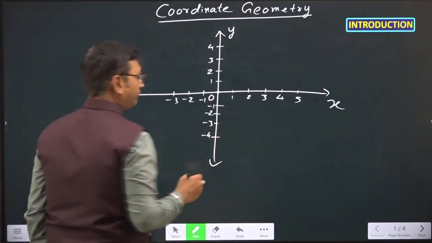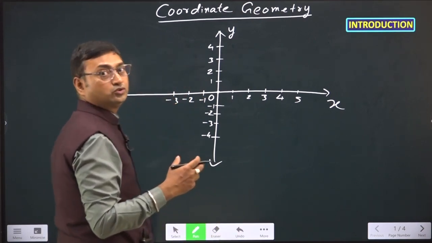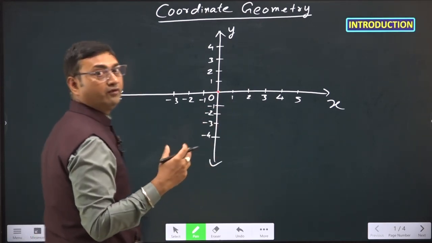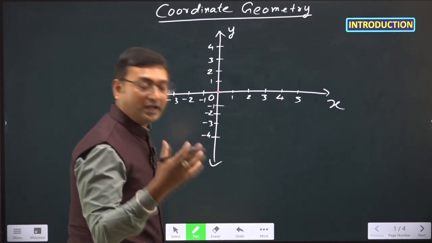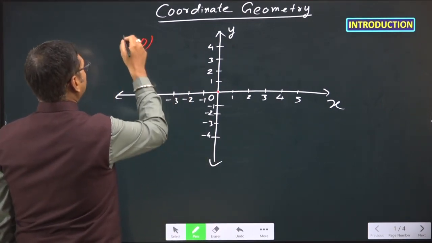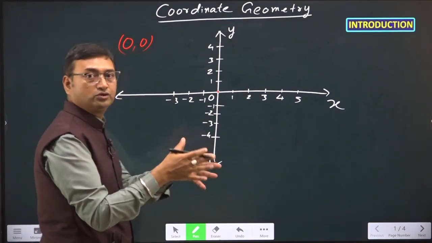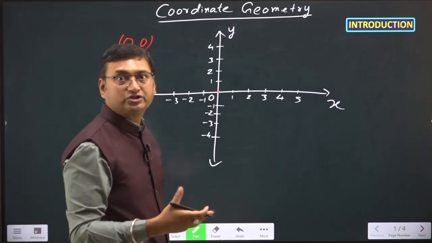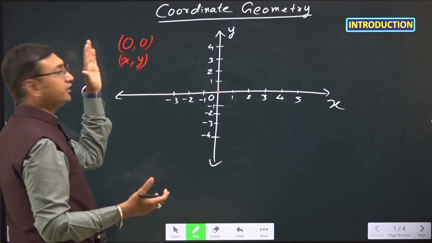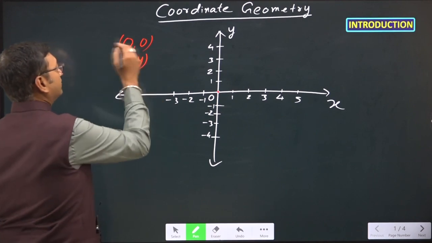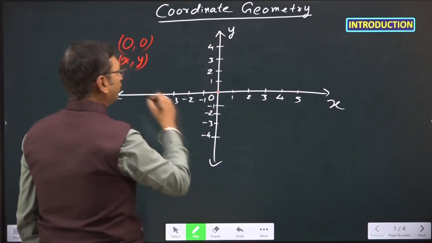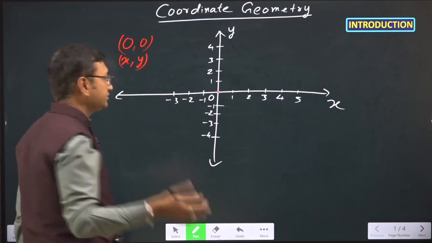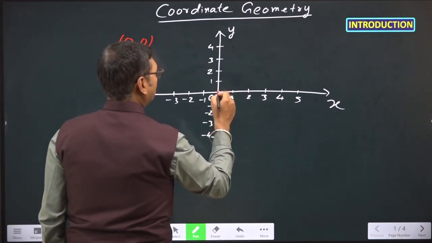Now if a coordinate is 0, 0, let's say this is 0, 0. Why? Because the position of the coordinate is such that x is also 0 and y is also 0. Whenever we write coordinates in 2D, that is two-dimensional geometry, first of all we write the value of x, comma, then y. So the first 0 denotes the value of x, and the meeting point or intersection of both axes, the x-axis and y-axis, denotes 0, 0. So this point, that is O, is 0, 0.